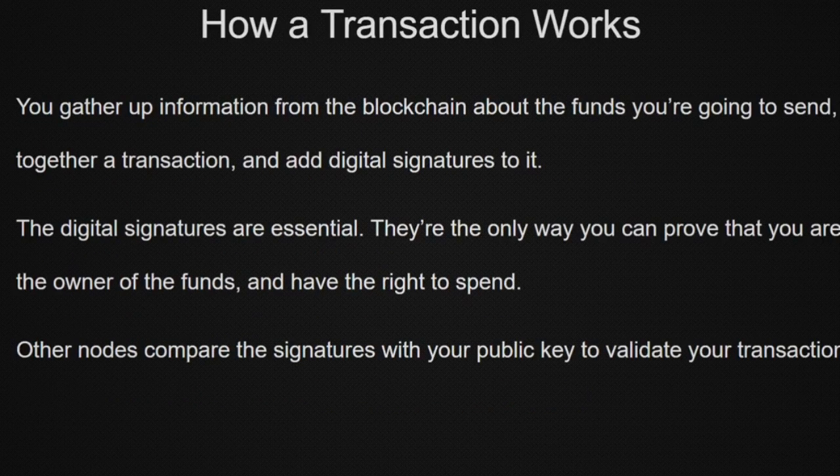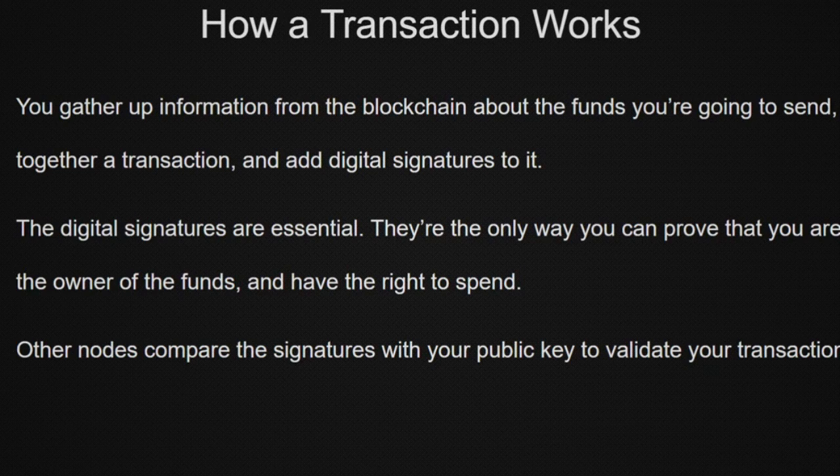Let's now look at how a transaction works. So what you do when you transact, or rather what your wallet will do, a lot of this is abstracted away, is it'll gather up information from the blockchain about the funds you're going to send. It'll put together a transaction saying something like, I would like to spend these funds to this public address, and then you would add a digital signature to it. Now, the digital signatures are very important. They are created from your private key, and so by creating this signature, you can prove that you have the right to spend the funds.